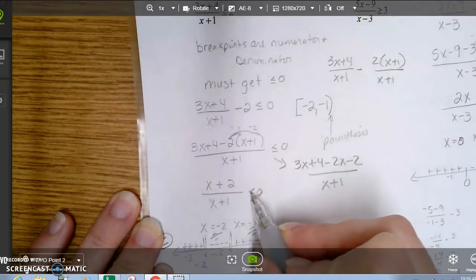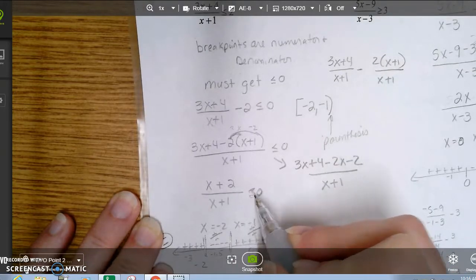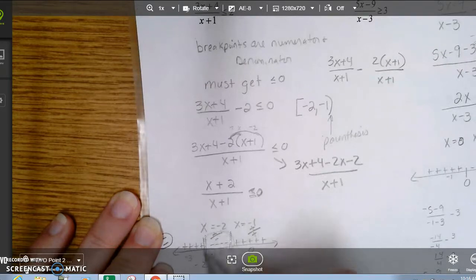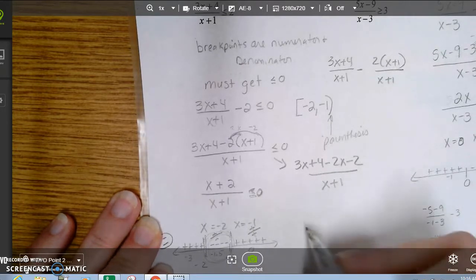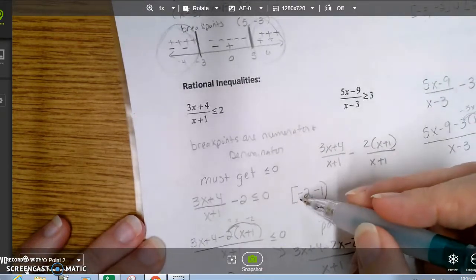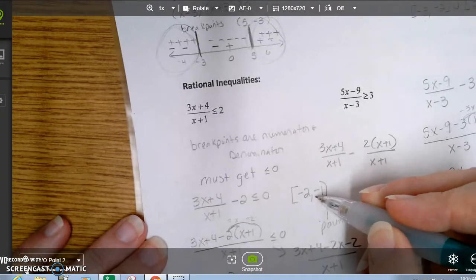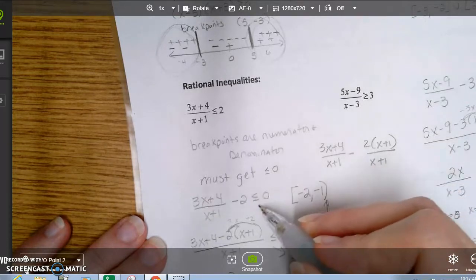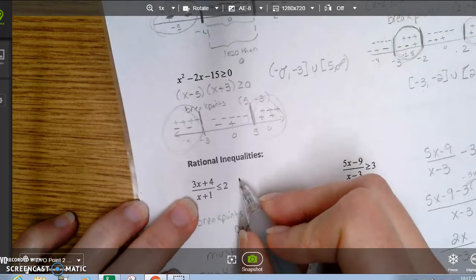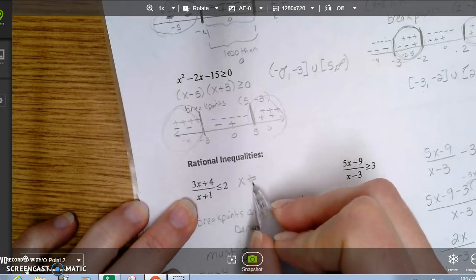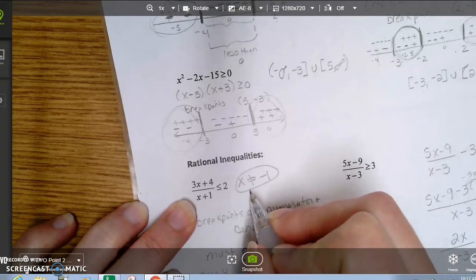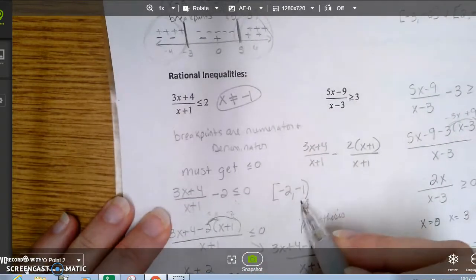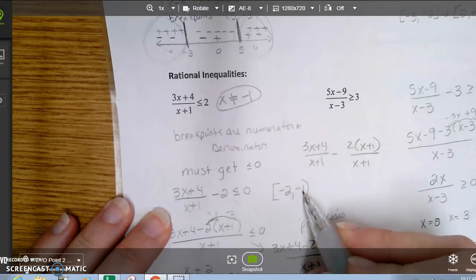So I want the values that are less than 0, which are the negatives. So I want all this area between -2 and -1. So I would be inclined to write -2, -1 with brackets because it's less than or equal to. But you have to remember all the way back up here, x cannot equal -1, right? We have to restrict our domain. So that means we have to put our parenthesis on the -1.